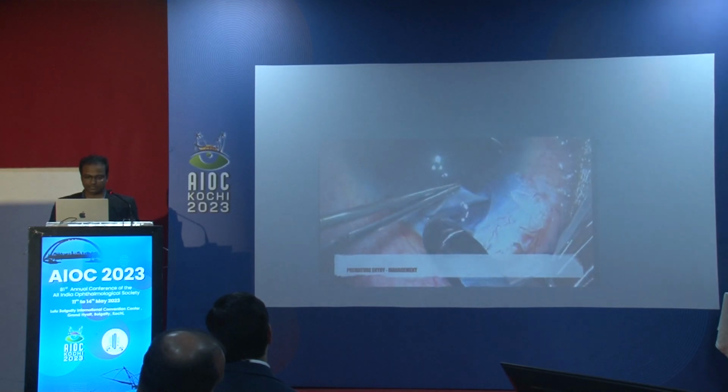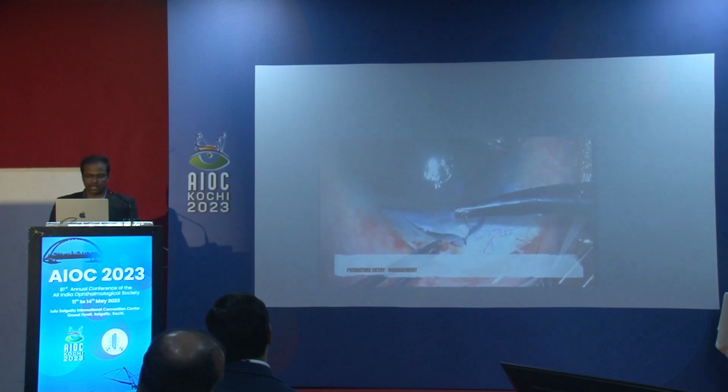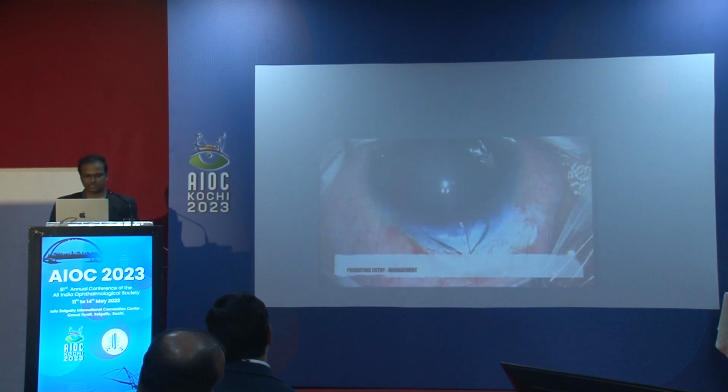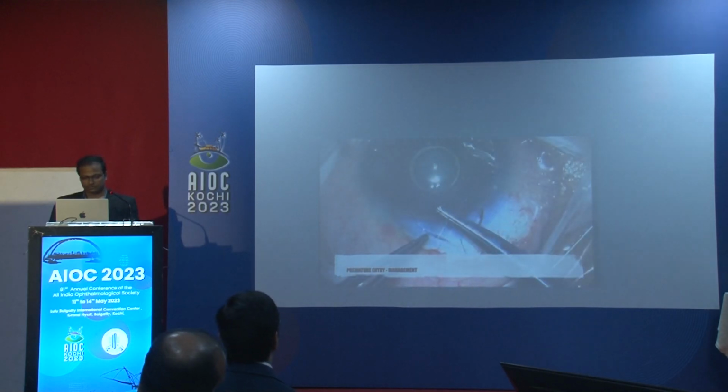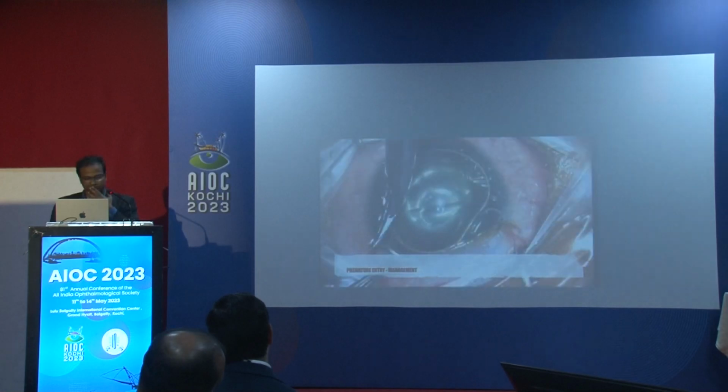What is the next step? We form the anterior chamber, and after placing the pre-placed suture, the PI is done at a different site, and then the wound is closed. The conjunctiva is closed now. This patient also did very well.